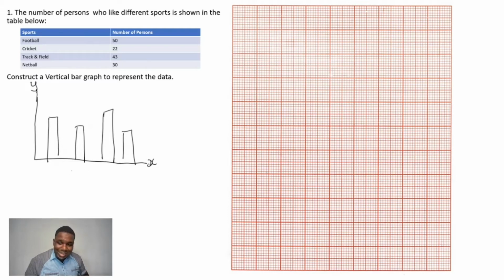On our X axis, or our horizontal axis, it will have the different categories. So we'll have football, cricket, track and field, and netball. These are different types of sports. So let's go and construct our axes.